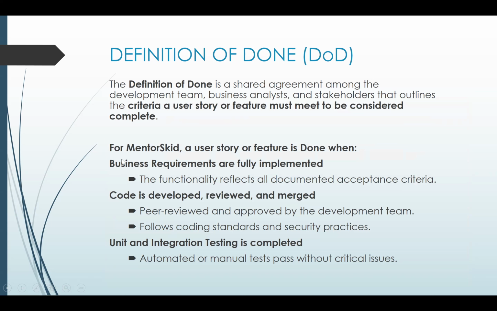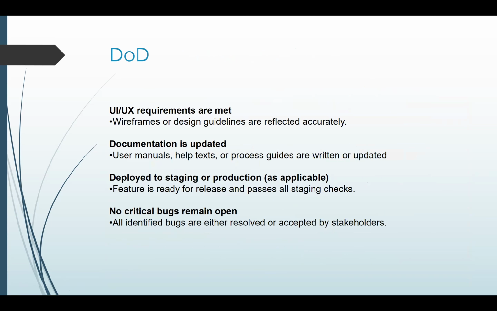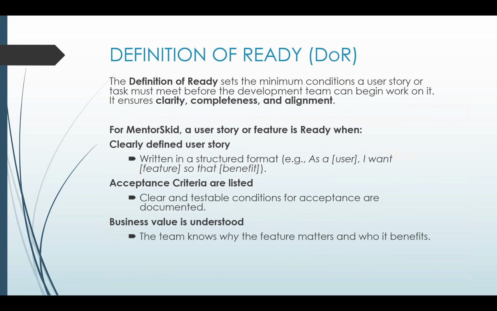I don't really want to go too much into it, but for Mentors Kit, a user story or feature is done when the functionality reflects all documented acceptance criteria. There's more. I would go to the next one. So I've got a bit more here. We also looked at the definition of ready.